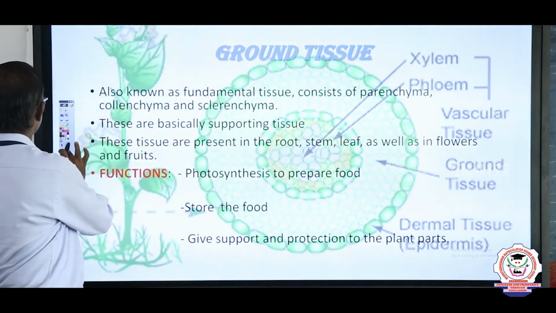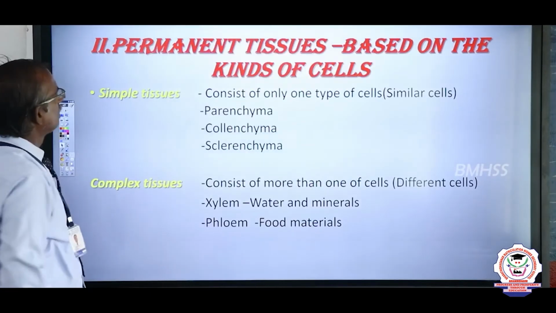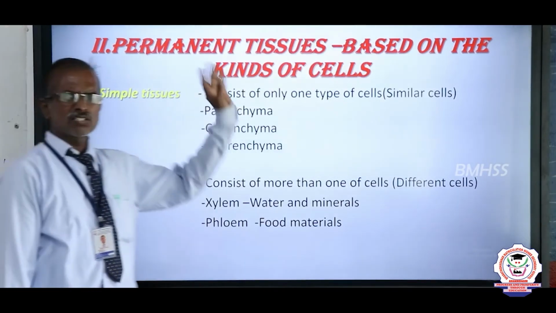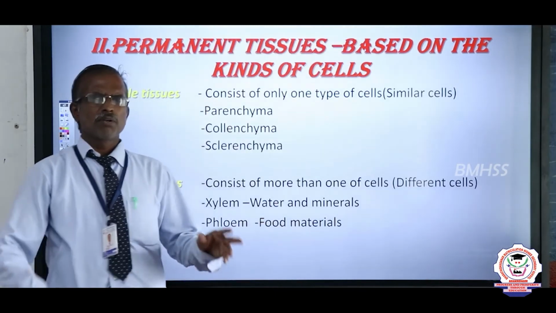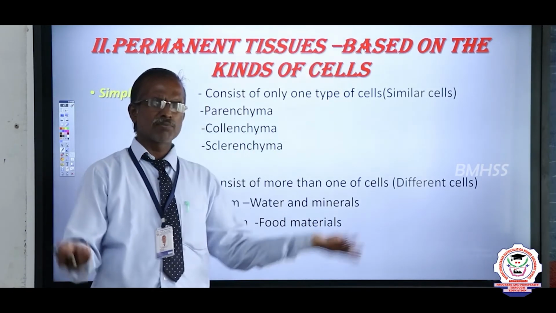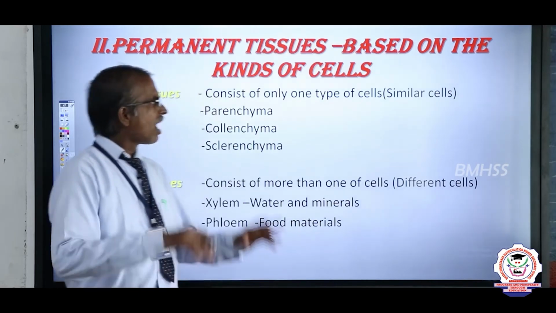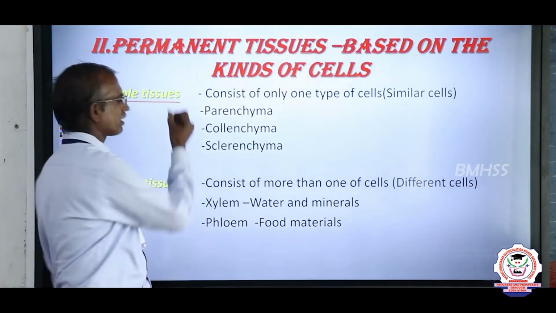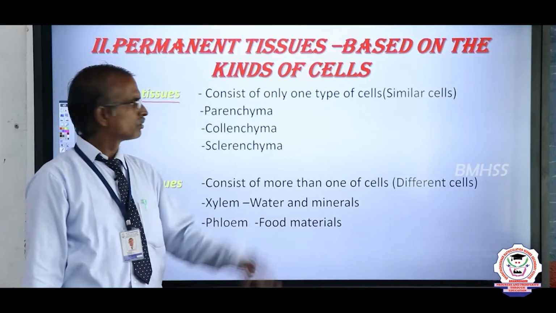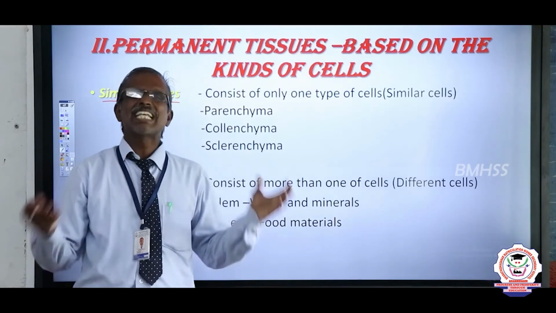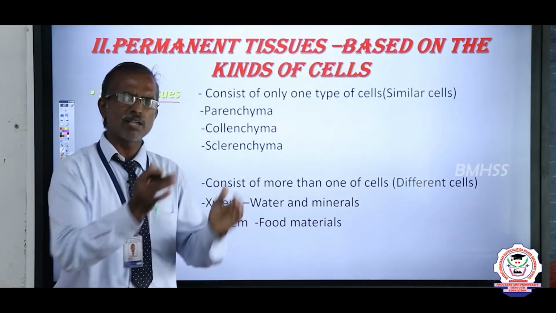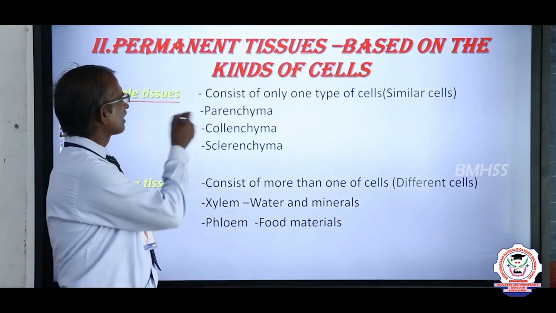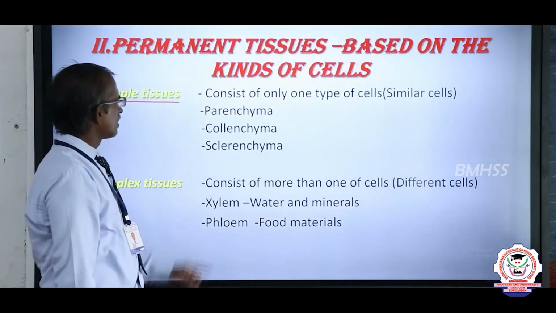Next, permanent tissue based on the kinds of cells. In permanent tissues, are there different types of cells or the same kind of cell? On this basis, permanent tissues are classified into two main types, namely simple permanent tissue, which consists of only one kind of cell, the same kind of cells, similar cells. Now, what are the simple tissues?